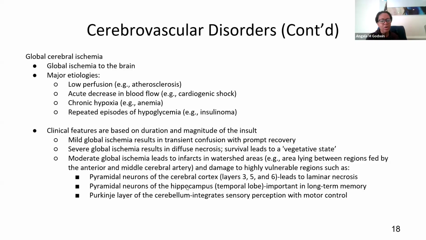So you might see, and this is more anatomical, pyramidal neurons in the cerebral cortex, or you might see neurons change in the hippocampus, in the temporal lobes, which affects more long-term memory, or the Purkinje layers of the cerebellum, which affects sensory perception with motor control. So depending on where the infarction is happening, any of these three areas, the cerebral cortex, the hippocampus, or the cerebellum, can be affected. And that's really, again, considered a moderate presentation.